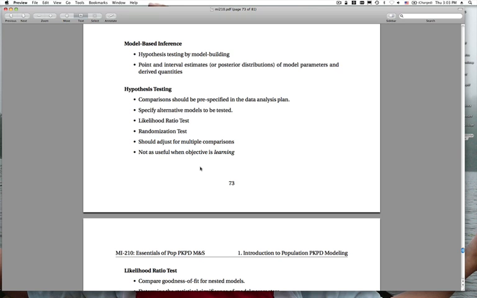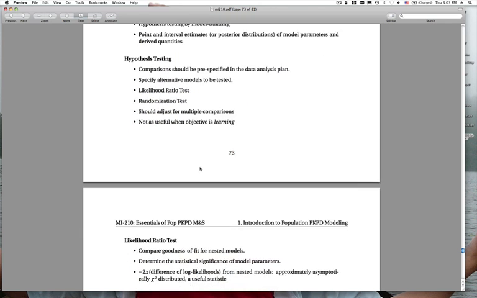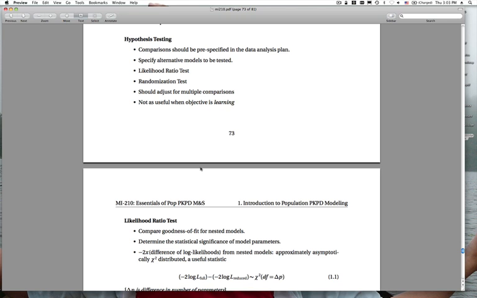So it is possible to make inferences from the models, and it could be through hypothesis testing or from deriving parameter estimates and confidence intervals, which could be used to support inferential decisions. Hypothesis testing is a risky thing in this sort of modeling, but hopefully the comparisons are pre-specified. The alternative models are also specified. And you use various methods. One of them is called the likelihood ratio test. A more compute-intensive method is called the randomization test. We won't discuss that one now.